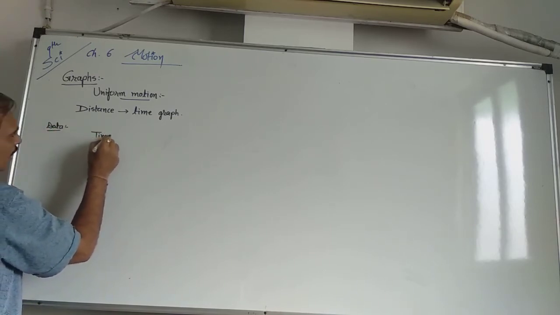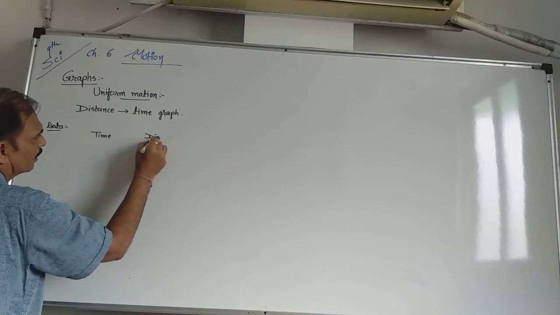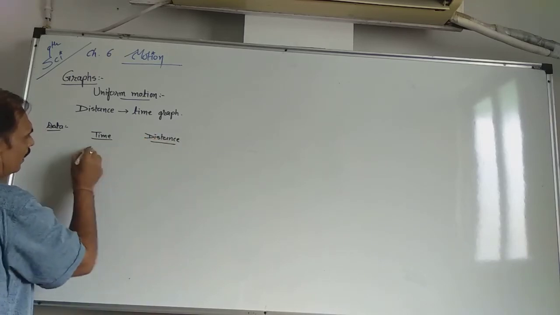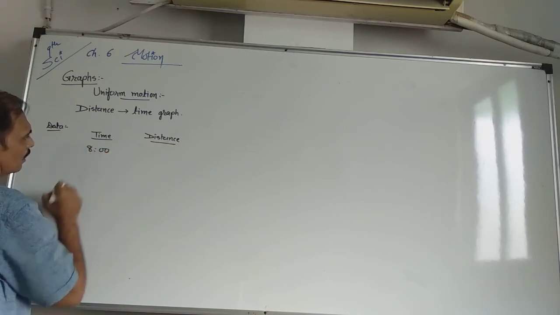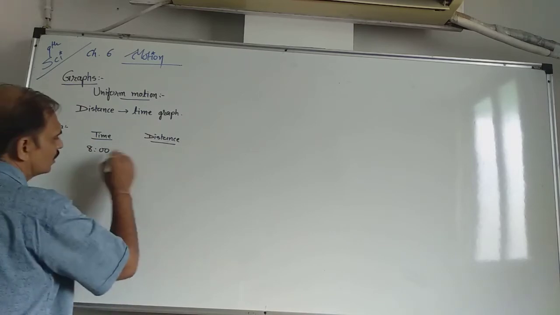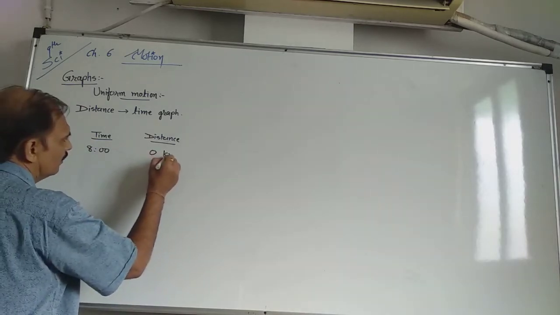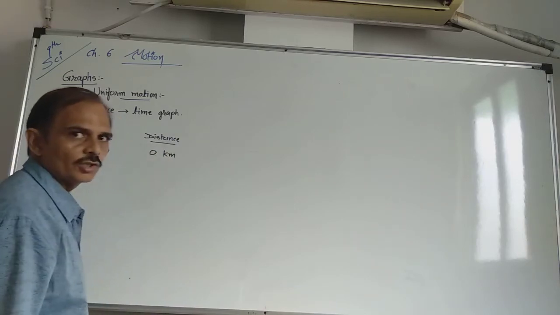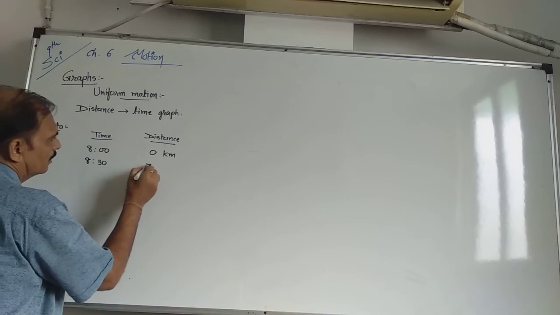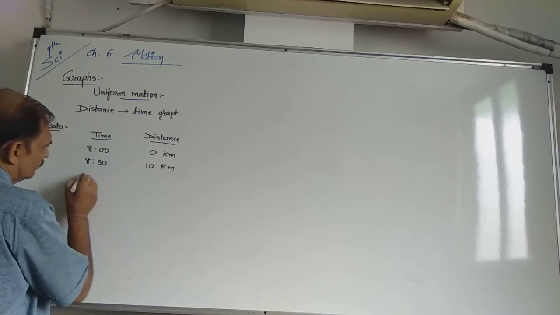First we start with time and then distance. At 8 o'clock, as per our illustration, you start your journey, that is the distance covered by the object is 0 kilometer. After half an hour, that is 8:30, the distance covered is 10 kilometer.